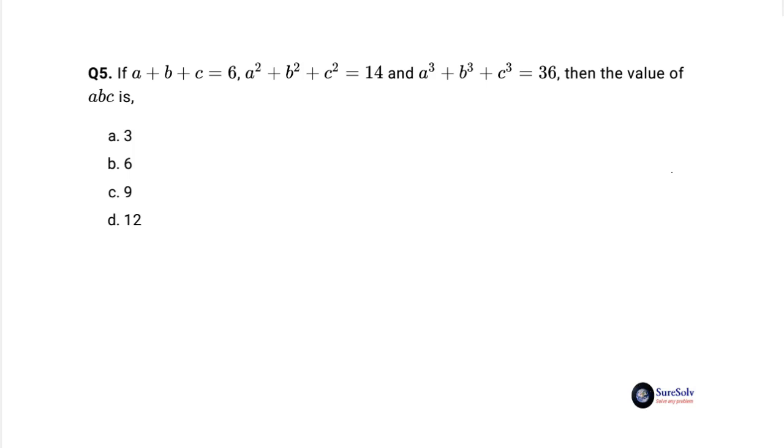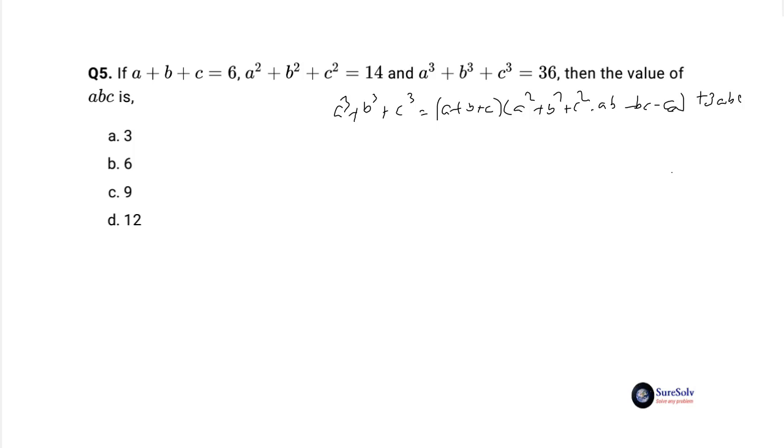The expansion of a cube plus b cube plus c cube is a cube plus b cube plus c cube equal to (a plus b plus c) multiplied by (a square plus b square plus c square minus ab minus bc minus ca) plus 3abc. This is where abc comes in.